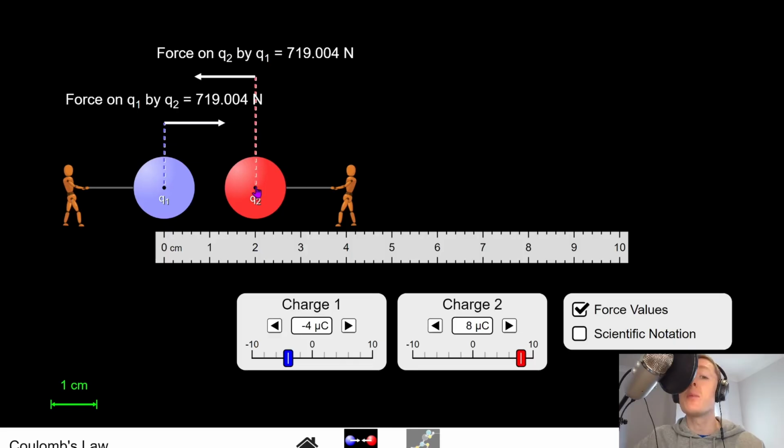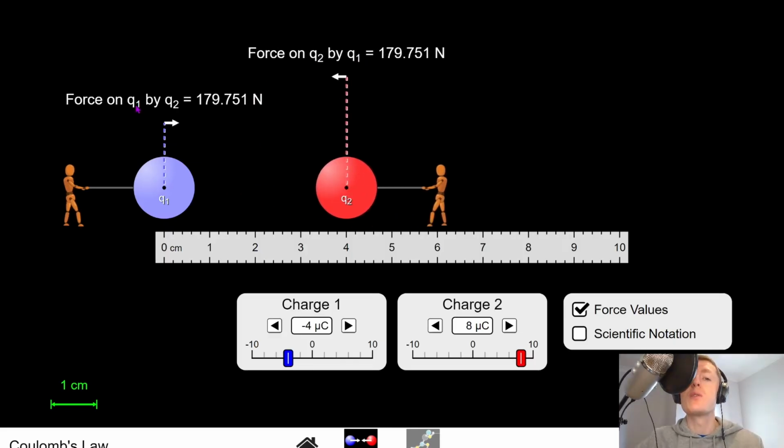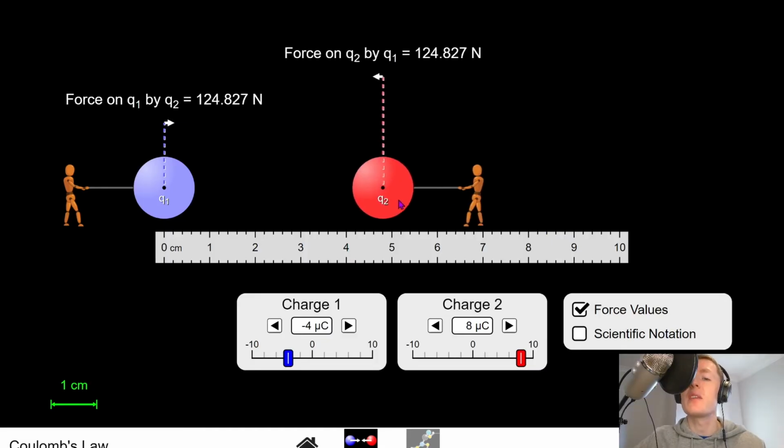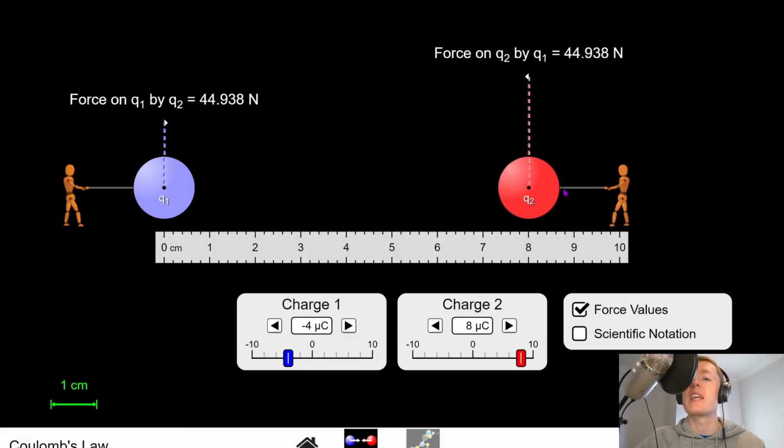If however I double the distance between these charges, so doubling 2 to 4 centimetres, you'll see that the values of the forces, so the force on Q1 by Q2 and the force on Q2 by Q1, has quartered. And the same should happen if we double the distance again because it's an inverse square law. So if we double 4 to 8 this time, we should see the value quartering again. So we can see that as distance between the charges increases, the force will rapidly decrease.